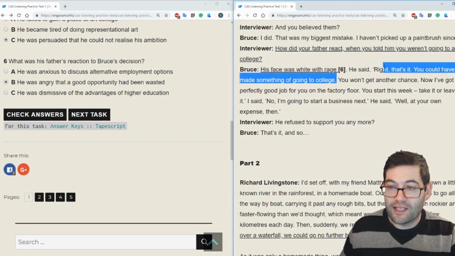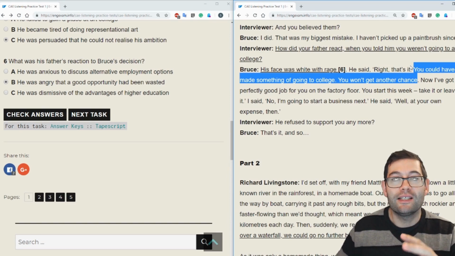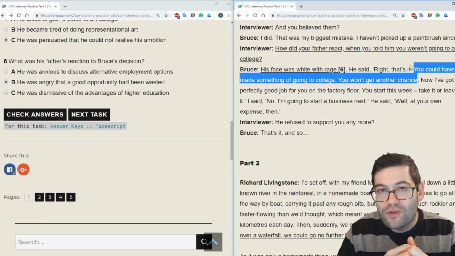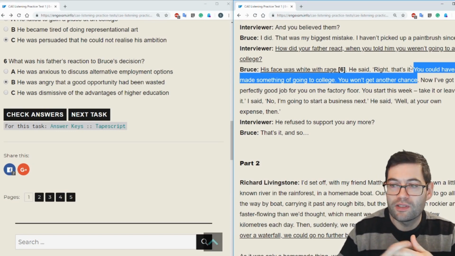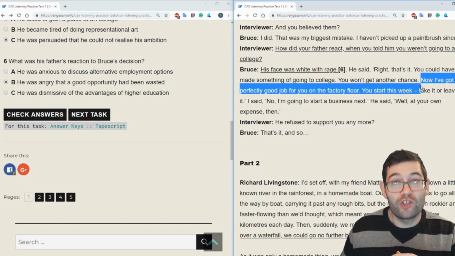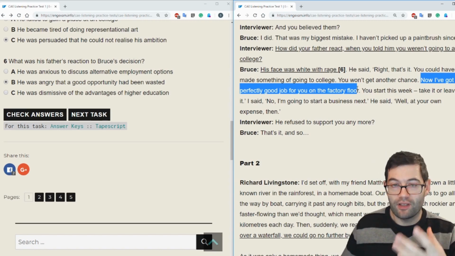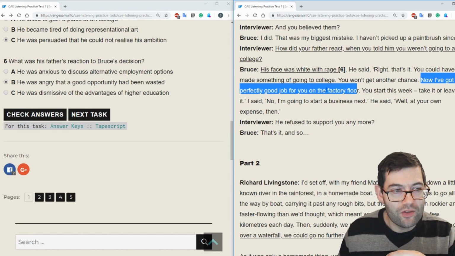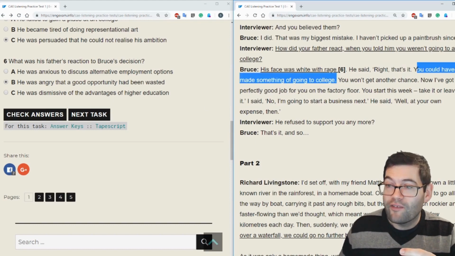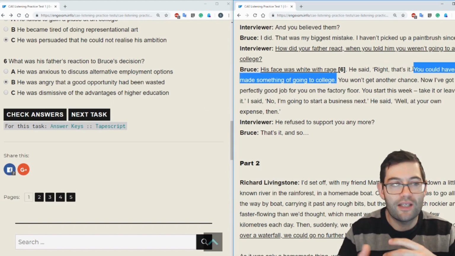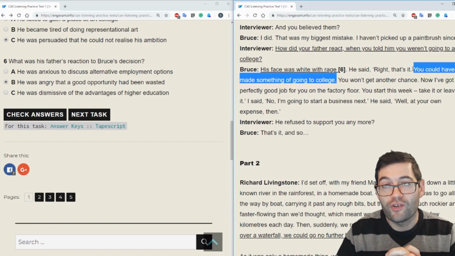And he says, and we can see this later on, you could have made something of going to college. You won't get another chance. So this is talking about a wasted opportunity. If we have a look at the rest of the answers, it says he was anxious to discuss alternative employment options. Not really. He says, I've got something for you to do. Not that I want to discuss this. Rather the father says, you're doing this. That's not a discussion. And was he dismissive of the advantages of higher education? No, because he says, you could have made something of going to college. So this goes against the idea that he was dismissive of higher education.